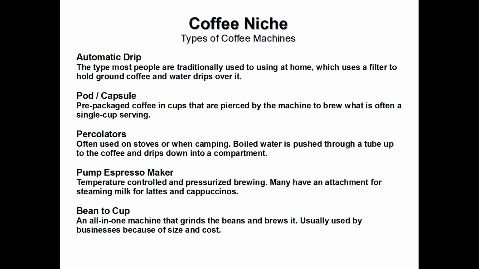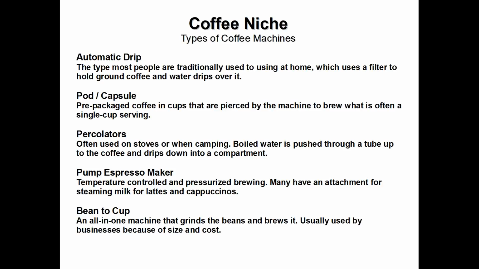You then have a pump espresso maker. These are temperature controlled and pressurized brewing systems. And a lot of them have attachments for steaming milk, which is great for making lattes or cappuccinos, or even putting froth on top of hot chocolate, for example. This gets into a little more of your expensive range in terms of the coffee machines. You do have some cheaper espresso makers, but your really decent ones get pretty pricey.